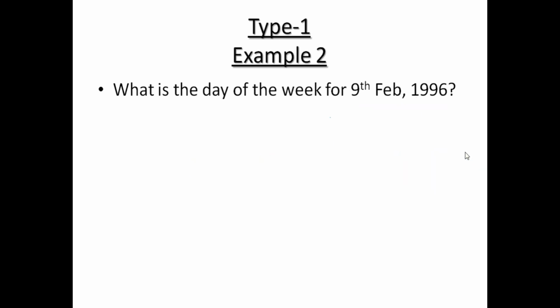Right. Next slide, next example. 9th February 1999. This date we have to split into 5 parts. First part is the 19th century. The 19th century code is 0. Next, how many years are there? 96 years.